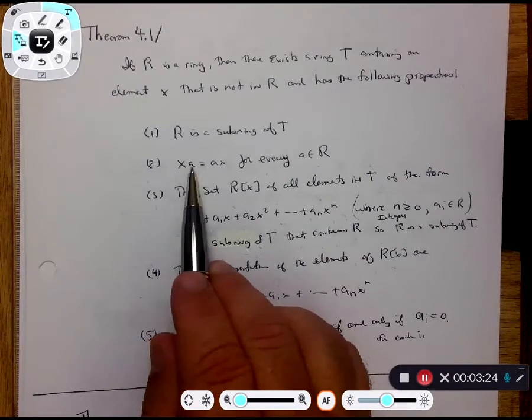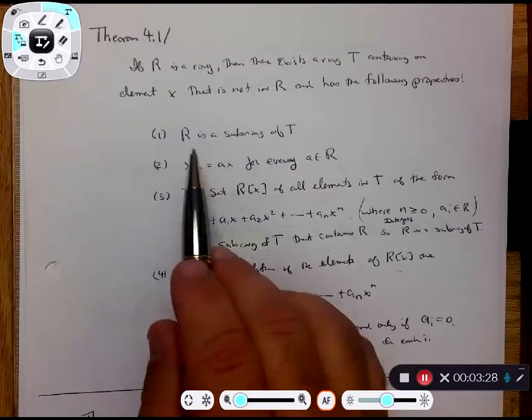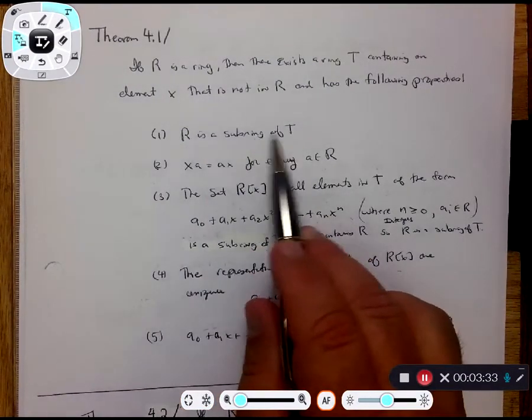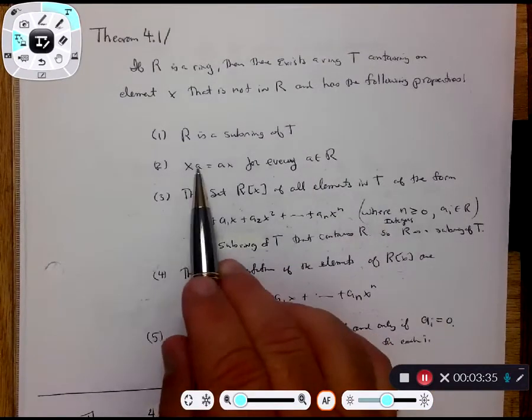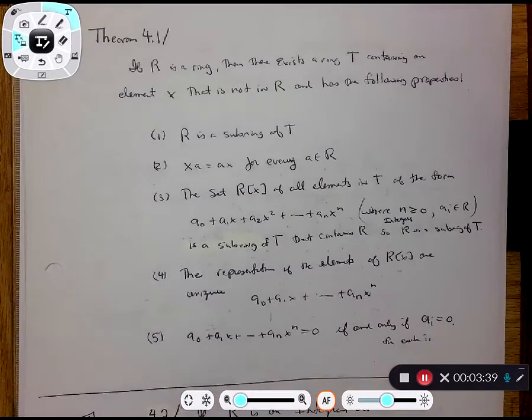Number 2, x times a equals a times x for every a in R. So this base ring will be contained inside of, be a subring of big T. x commutes with every element in R. That's what property number 2 says.